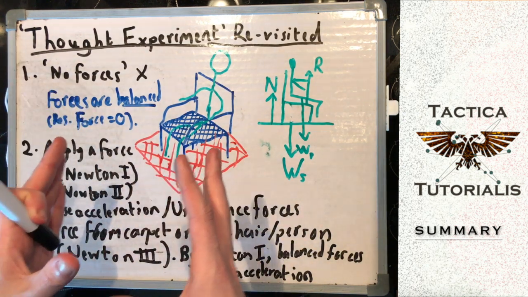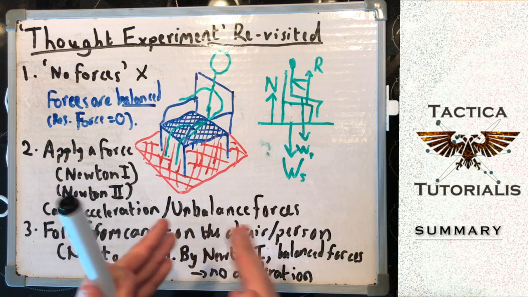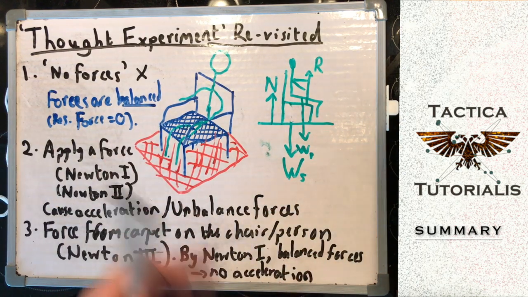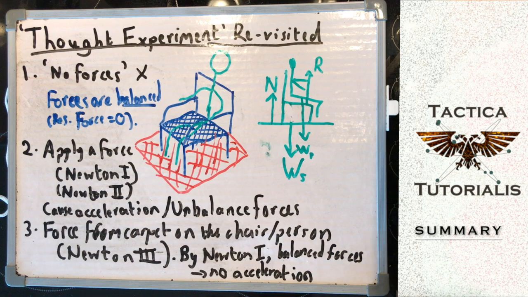Now, if there were no carpet there and they were just falling through space at a constant speed, that would also apply, but that gets a little bit more complicated, so I'm not going to get into that here. And that's it. That is all for today's lesson. That is our look at Newton's laws and resultant forces.